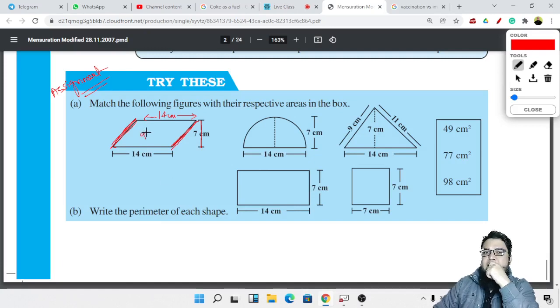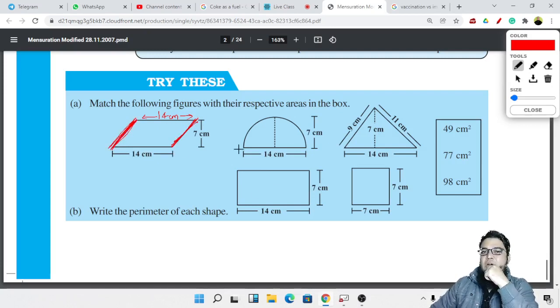Now you have got the area, that is 98 centimeter square. So how you will do this? This is also 14. And the parallelogram is what? Base into height. So for perimeter, you have to see, you must know these sides also. Then it will give you perimeter.